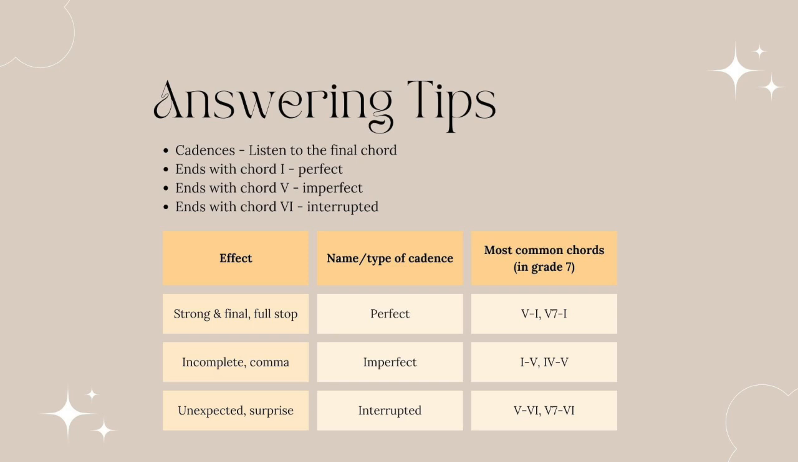Next, we can also identify them according to the effect of the cadence. If it sounds strong and final, like a full stop, it will be a perfect cadence. And the most common chords in grade 7 would be 5-1 or 5-7-1. If it sounds incomplete like a comma, that would be imperfect cadence, and the possible chords are 1-5 or 4-5. If it sounds unexpected like a surprise, that would be interrupted cadence, which can be 5-6 or 5-7-6.